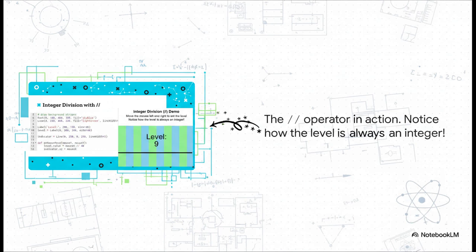Look at this demo. The code is figuring out the level by taking the mouse's X position and using floor division. See that line? level.value equals mouse X // 40. What that's doing is, for every 40 pixels you move the mouse to the right, the level clicks up by 1 whole number. It creates these super clean, distinct zones. Think about it. That's perfect for something like grid-based movement in a video game, right?